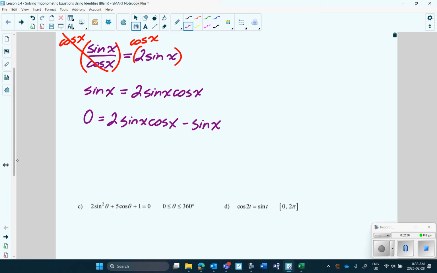Now I know you guys are used to seeing squares when you're factoring, but not all factoring equations are squared. Can you see any kind of factoring you can do here? Take out sine x, it's a GCF. And when you take out sine x, this divided by sine x is 2 cos x, minus sine x divided by sine x is 1.